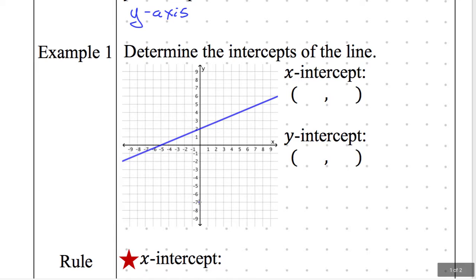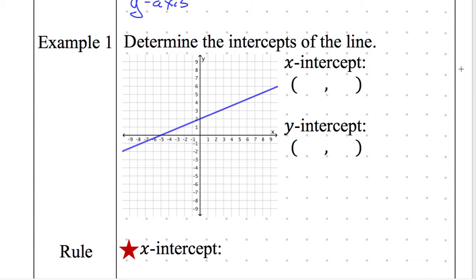So determine the intercepts of this line. Where does it cross this y-axis? Where does it cross this x-axis? Well, I can clearly see it crosses there and there. I just need to know which one is which. Can someone tell me the coordinate pair, these 2 numbers, for the x-intercept? One of these is the x-intercept. Can someone give me that x-intercept?